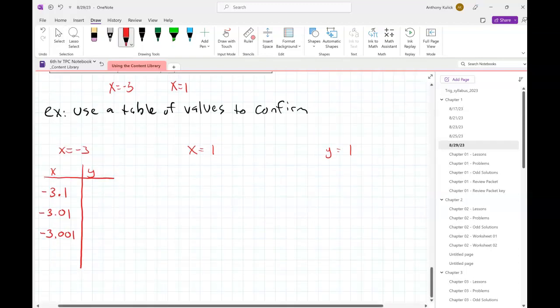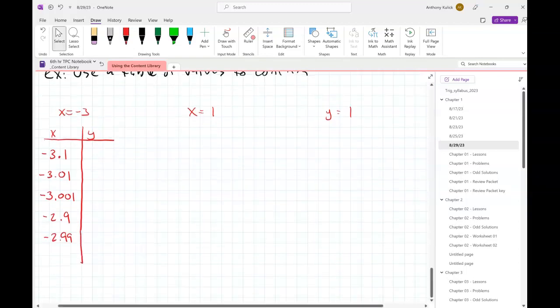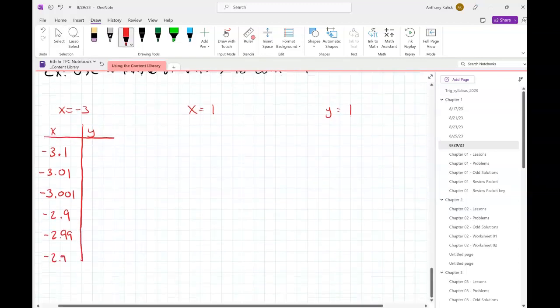Now I'm going to do it from the other side. So maybe I start with -2.9, and then -2.99, and then -2.999. Again, each step I'm getting a little bit closer to -3, but all those values are from the right side of -3. Everybody feel good so far?